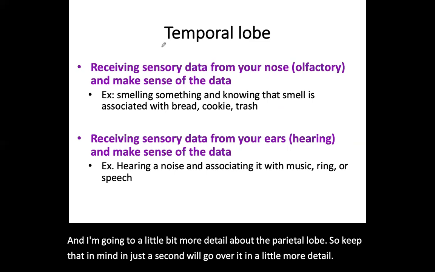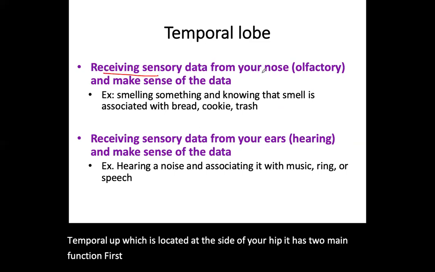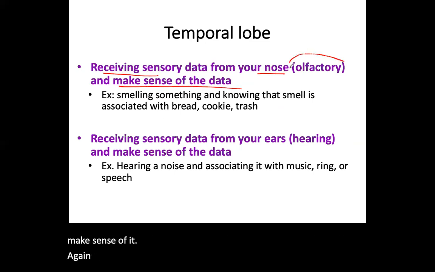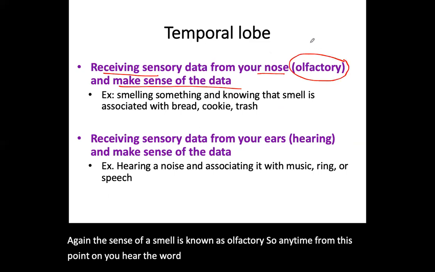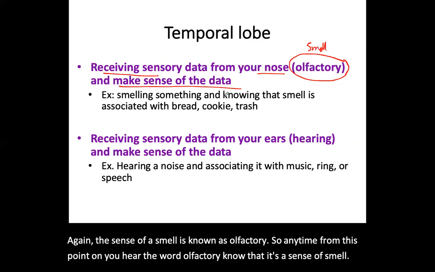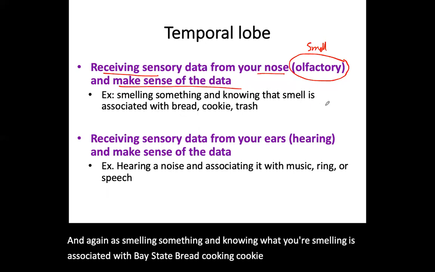Temporal lobe, which is located at the side of your head, has two main functions. First, it receives sensory data from your nose, right? And then makes sense of it. Again, the sense of smell is known as olfactory. So anytime from this point on you hear the word olfactory, know that it's the sense of smell. And smelling something and knowing what you're smelling, let's say bread cooking, a cookie, or trash, is associated with the temporal lobe.